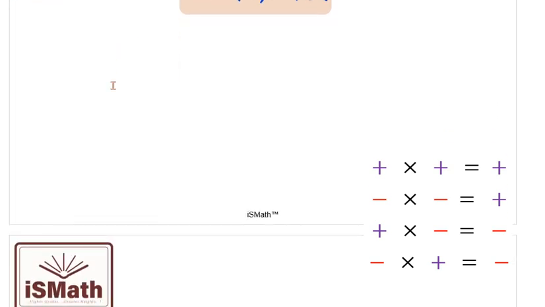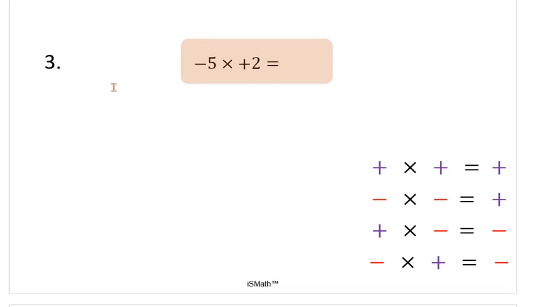Let's go again. Let's look at another question. Question 3. This time around, we have the signs to be different. So you can see the signs here are different. So we already know what part of the rule to apply here. We know that the rule to apply here is different signs will give us negative. So DSN is what we're applying here. Because these signs are different, I know the result will be a negative answer.